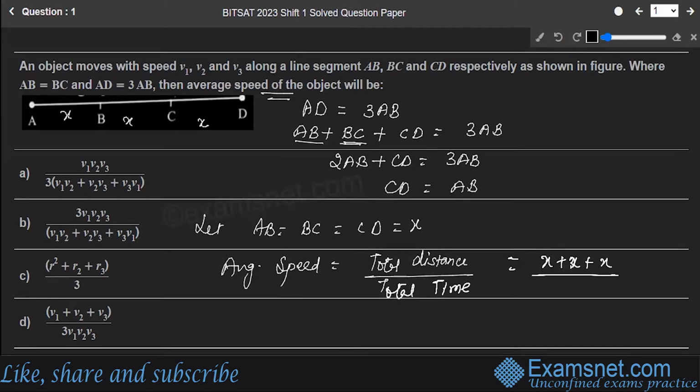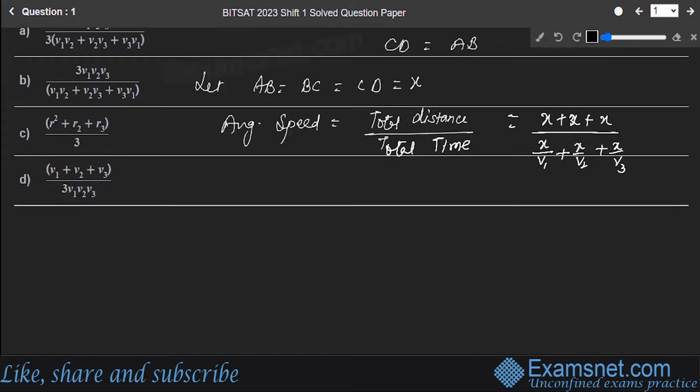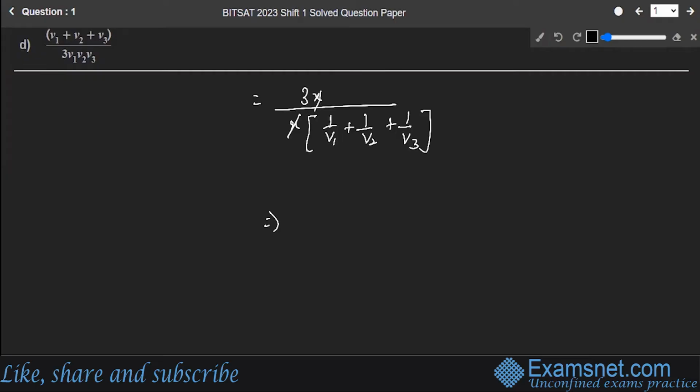And the total time taken, you are given the speeds, right? So the time taken for the first segment AB, T1, is distance upon speed, x upon v1. Time T2 is x upon v2. The time T3 taken will be x upon v3. So the total time will be given by x upon v1, x upon v2, x upon v3. This will give me 3x upon x times 1 upon v1 plus 1 upon v2 plus 1 upon v3. This x will cancel.